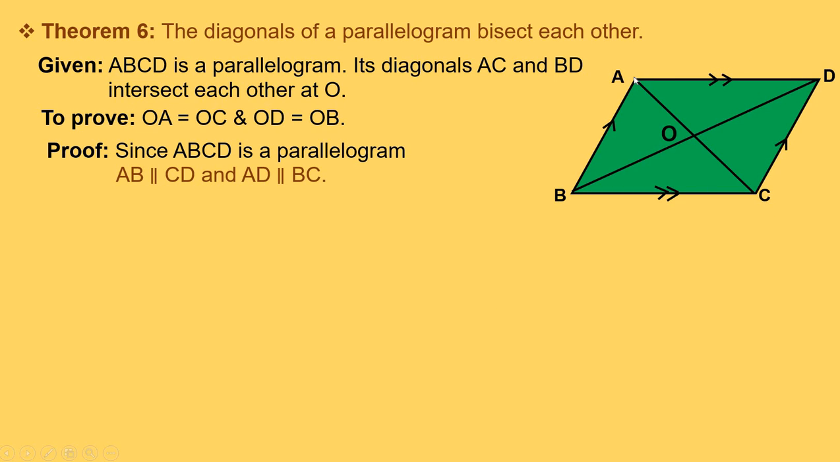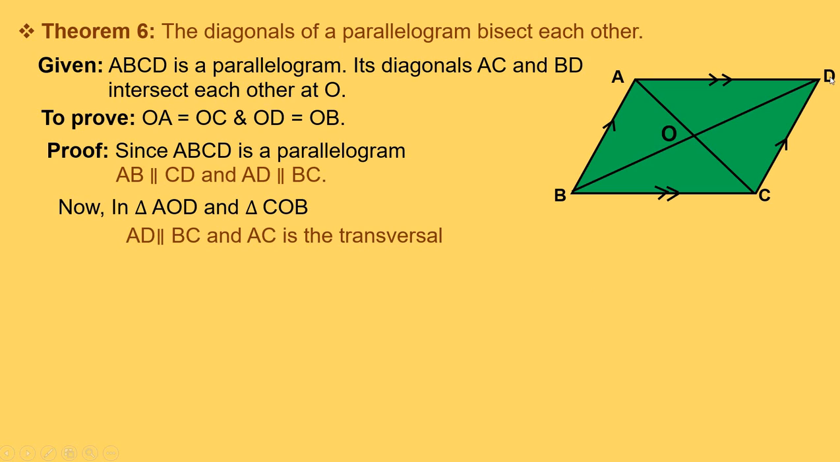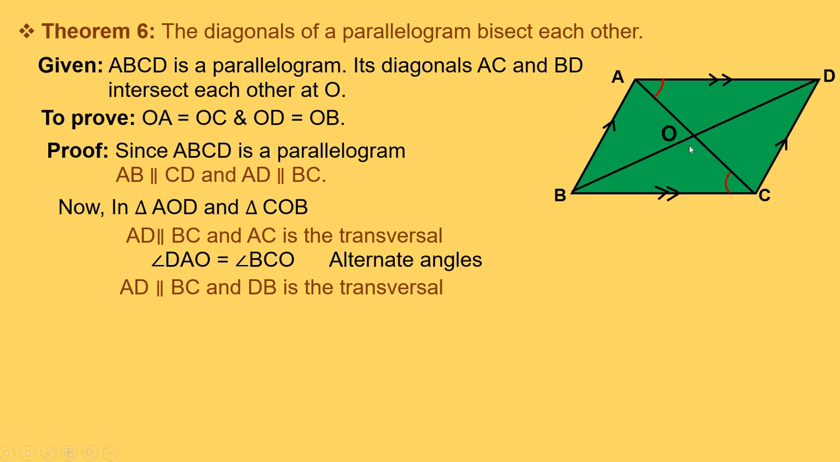Now, in triangle AOD and triangle COB, AD is parallel to BC and AC is the transversal. So, angle DAO is equal to angle BCO, alternate angles. Also, AD is parallel to BC and BD is the transversal. So we have angle ADO is equal to angle CBO.